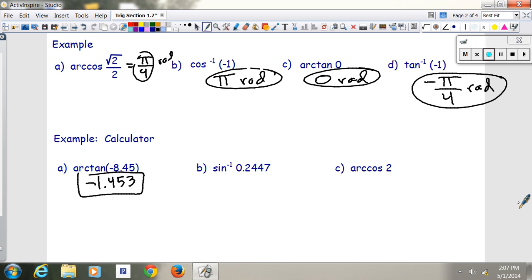Let's try this one. Inverse sine of 0.2447. And you would be at 0.2472. 0.2472. So make sure that comes out on your calculator. Let's practice. We'll see if that can come out on your calculator.